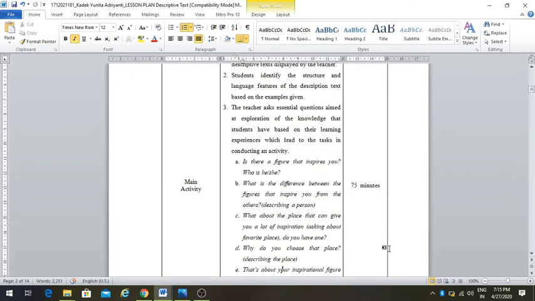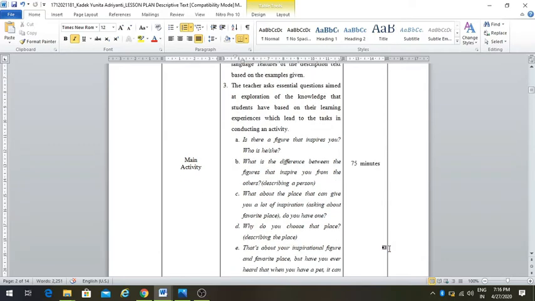And then the teacher goes to, okay, what about the place that can give you a lot of inspiration, like the person that already mentioned before? Do you have one? So here the students will answer their favorite place. Again, if no one can answer, the teacher can give a clue like, okay, for me, the favorite place that can give me inspiration when I stay in that place is my office, because my office can give me a lot of inspiration.